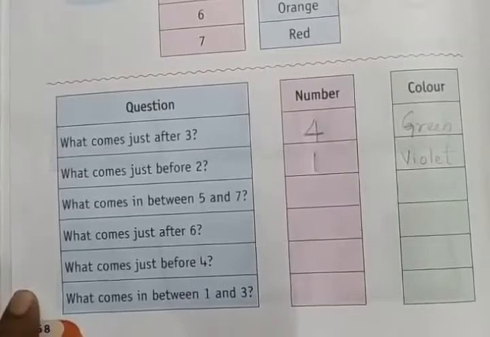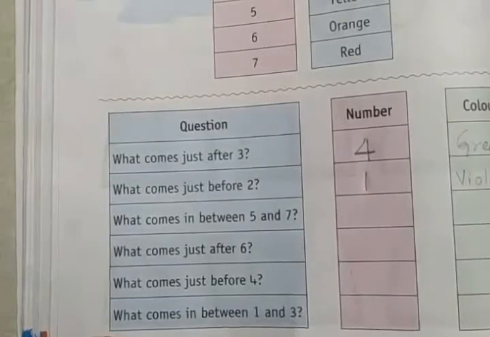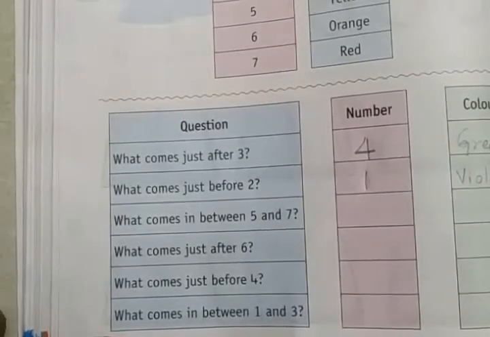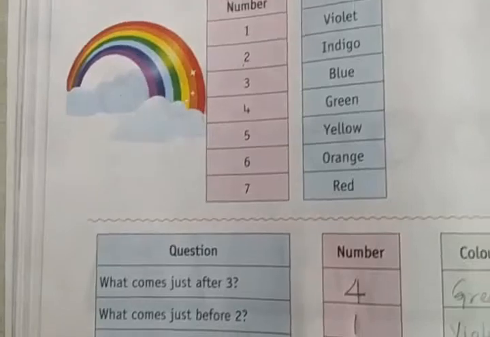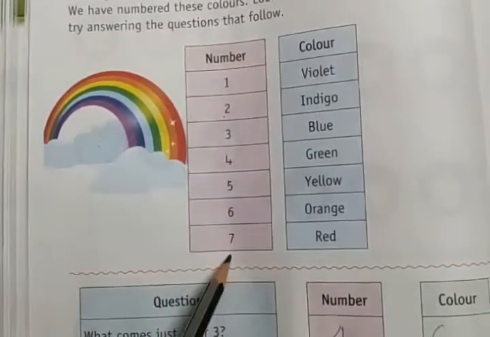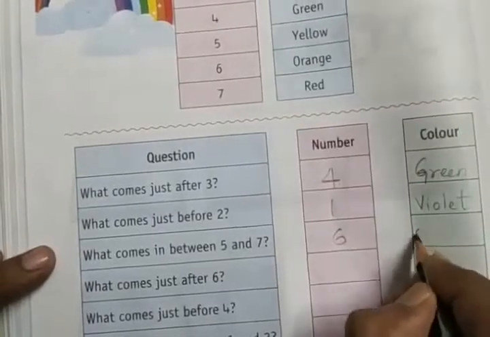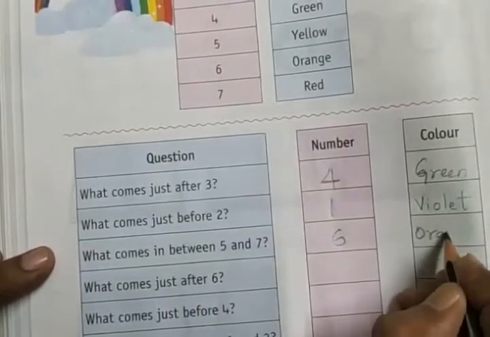Next, what comes between 5 and 7? Between color 5 and 7, what comes? Number 6, that is orange color.